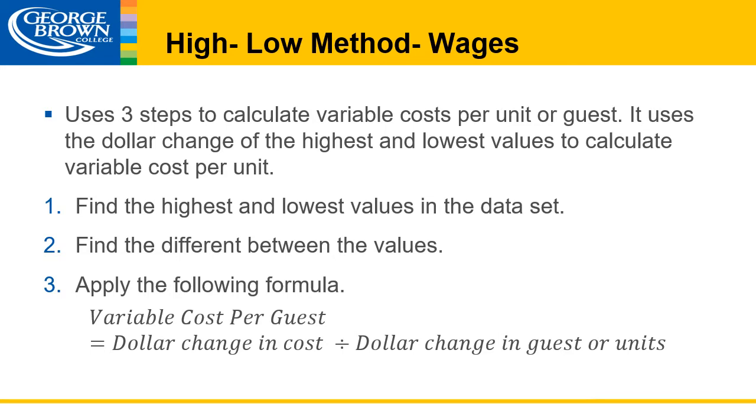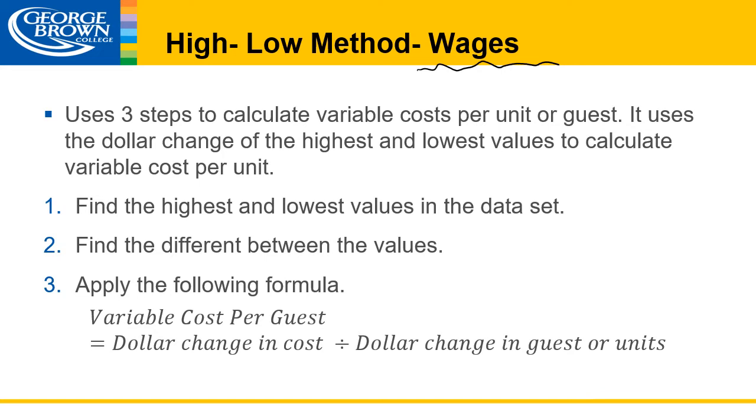Okay, so first we're going to talk about the high-low method, and the context that we're going to employ this method is within semi-variable cost of total cost, where we try to identify the variable component to our total labor. I'm going to show you an example, but in the example we use 3 steps to calculate our variable cost per unit or guest. It uses the dollar change of the highest and lowest values to calculate the variable cost per unit.